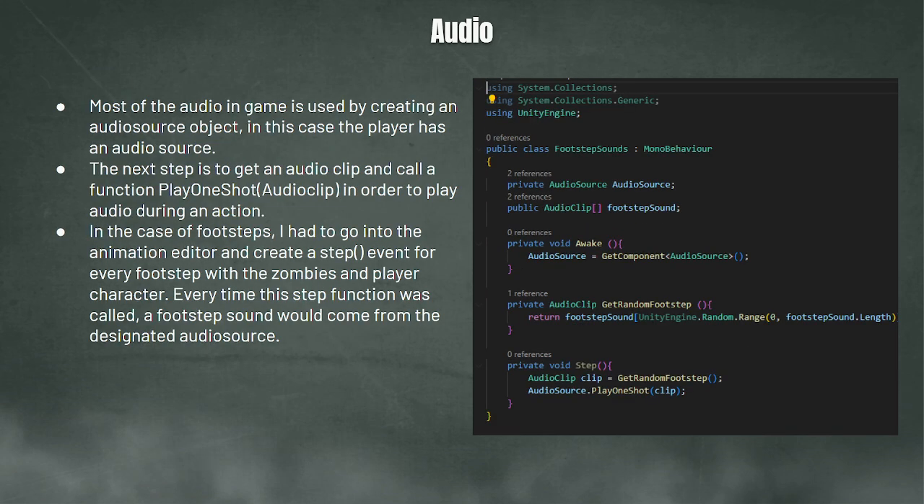And then the audio. Most of the audio in the game consists of creating an audio source onto the player, or giving the audio source onto a certain object, and then in the script it'll just find the audio source that's already attached to the object and give it an audio clip. In the case of the footsteps, it's more unique: for every animation inside the animation editor, I had to create a step function for every time a footstep happened in an animation. Anytime a step happened, it would play a step function inside a script attached to that object, where it would then play the audio clip of a footstep.